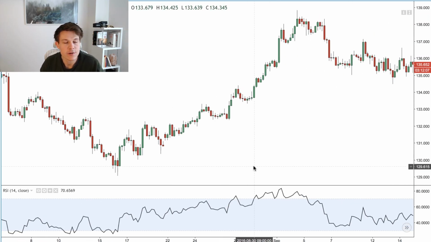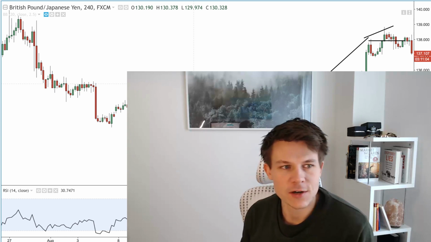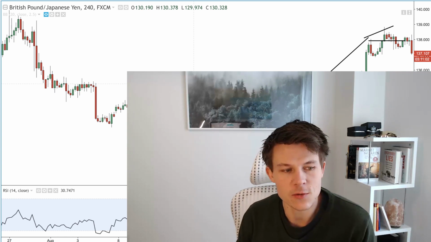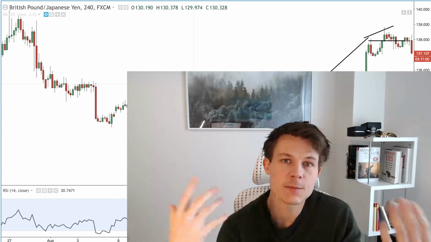So divergences are very, very great. They will happen pretty much all the time if you know how to look for them. Again, I really do not recommend that you start using the RSI divergence on its own. Look for other things that you can build around it.